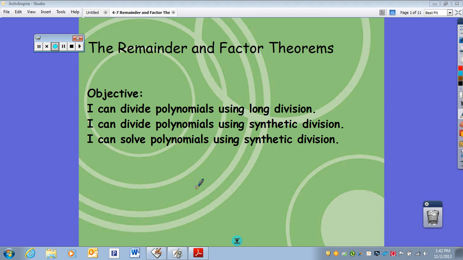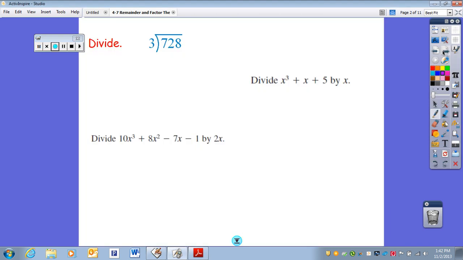In this lesson, we are going to be dividing polynomials using long division, dividing polynomials using synthetic division, and also solving polynomials using synthetic division. We quickly want to recall how we learned how to do long division in elementary school.